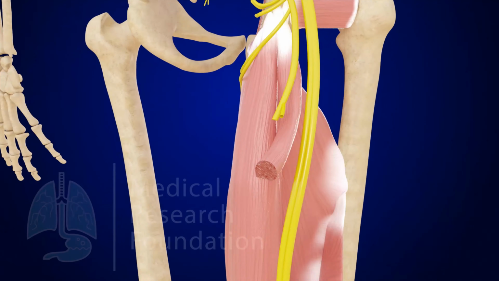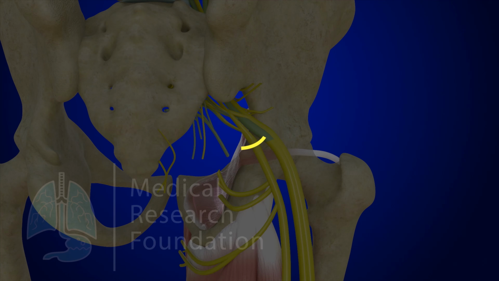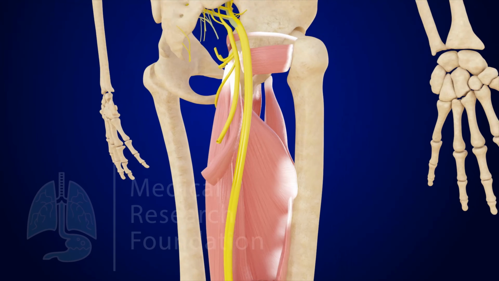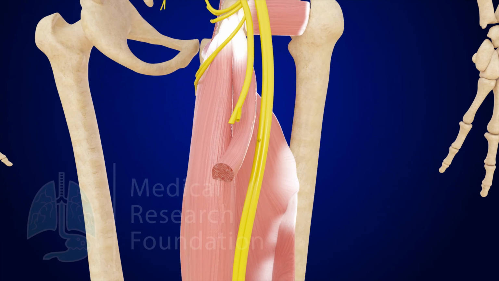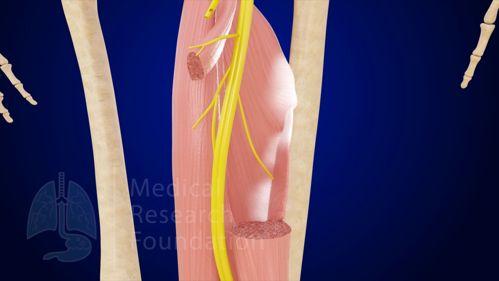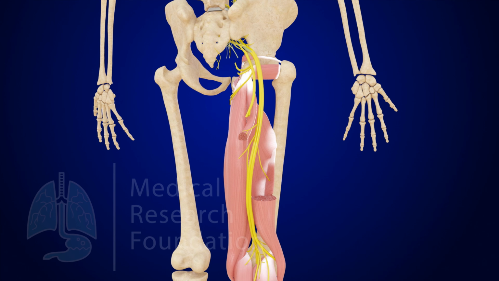Branches: articular branches to the hip joint arise in the gluteal region. Muscular branches to the hamstring muscles arise in the lower part of the gluteal region. Muscular branch to the short head of biceps femoris arises in the lower part of the thigh from the lateral side of the nerve.